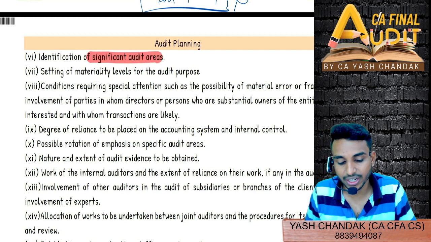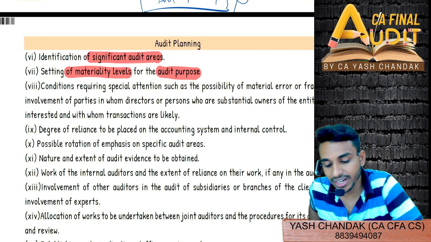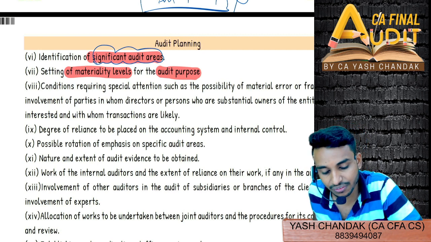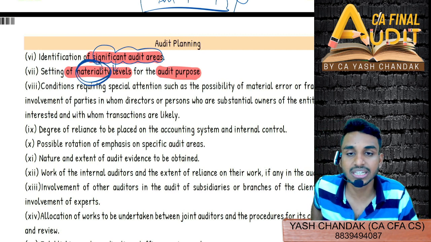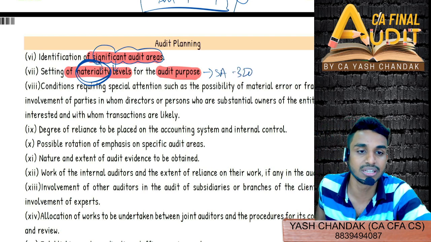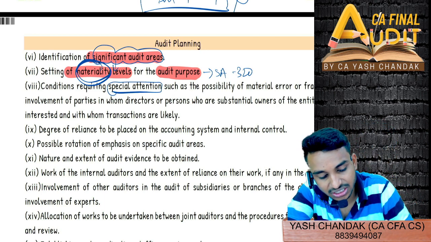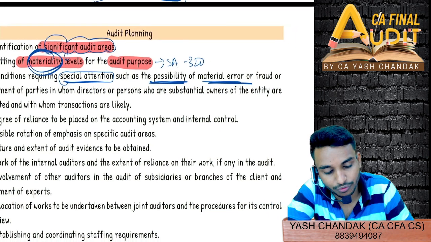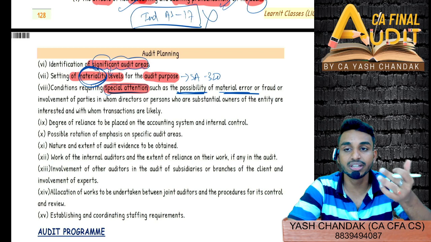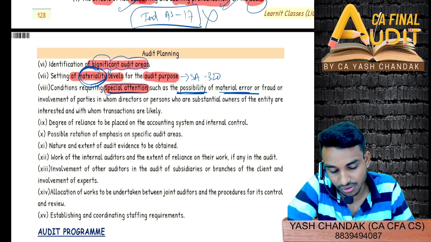So, identification of significant audit areas, setting of materiality levels for audit purposes. You can relate significant areas to materiality. Materiality levels you have to determine as per SA 320: performance materiality and total materiality. Then conditions requiring special attention, such as the possibility of material error or fraud, that is, special risks requiring special consideration.